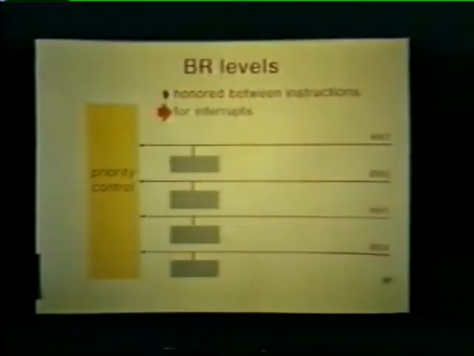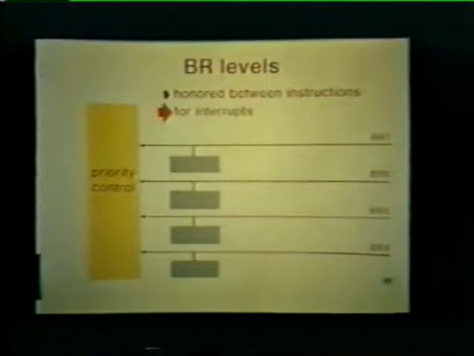First of all, a request at the BR level is honored only between instruction cycles. Unlike NPRs, when a device issues a BR, it must wait for the current instruction to be completed before its bus request can be honored. Secondly, the BR levels are used for interrupts. In other words, the device wants the bus so that it can obtain help from the processor.